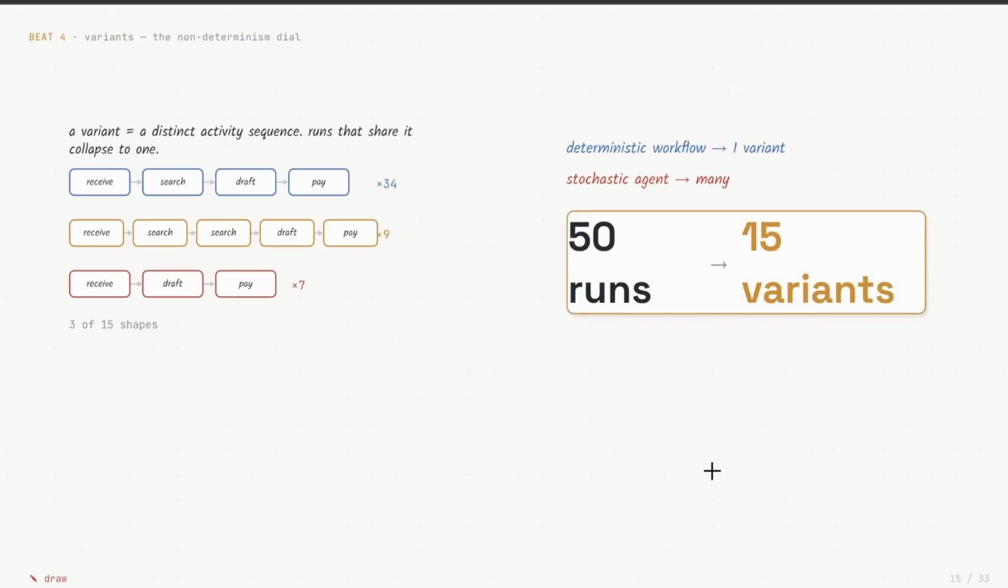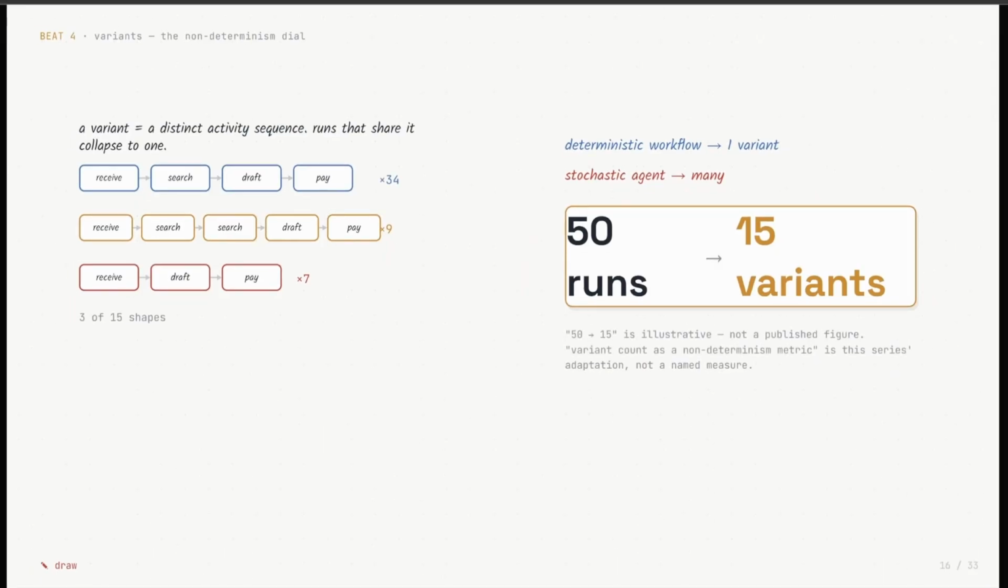For example, this is just a number that I'm inventing here: 50 runs of 50 different agents could produce 50 different variants. That's a lot. 50 different variants for 50 runs is a lot. It's not something you want to analyze because basically your data is too varied.